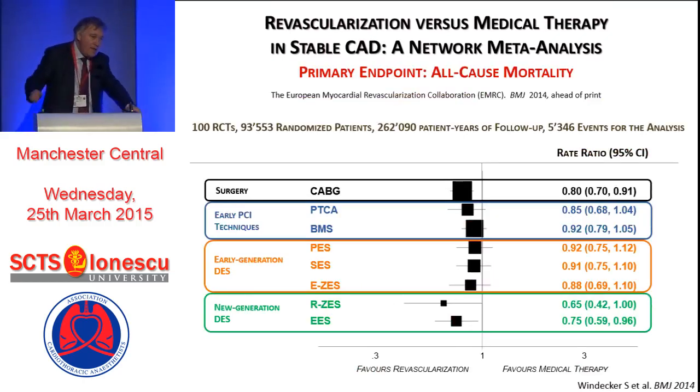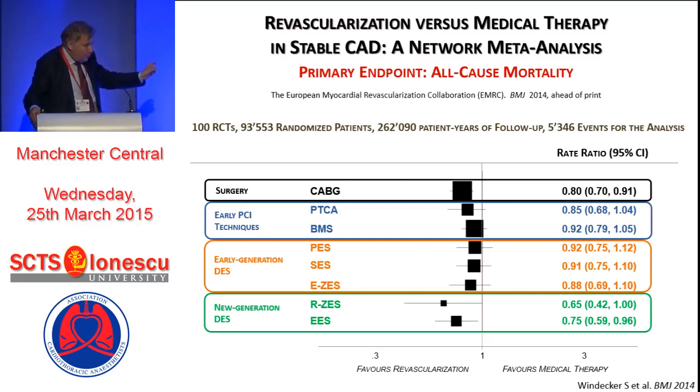Now, the primary endpoint was all-cause mortality. And as you can see very clearly in this network meta-analysis, CABG decreases mortality significantly by 20%. While on the other hand, early PCI technique, balloon angioplasty and bare metal stent, and also early generation drug-eluting stent did not impact mortality or survival.